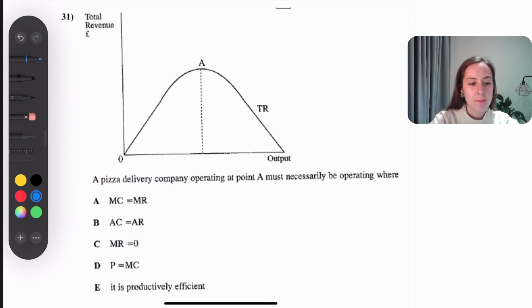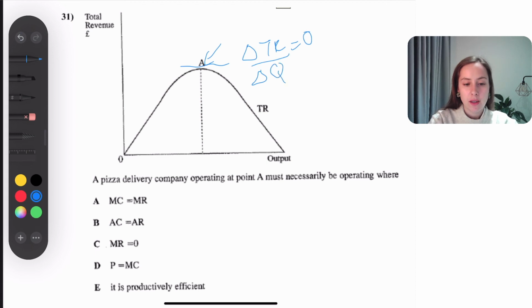So question 31, we have A at the maximum point on your total revenue. The gradient here is 0, so your change in your total revenue is 0 as you change your quantity, and that means your MR is 0.